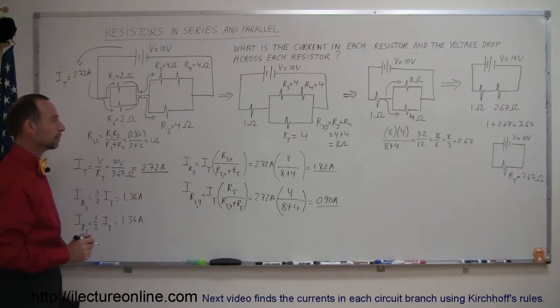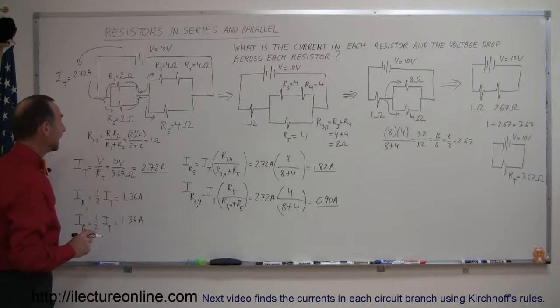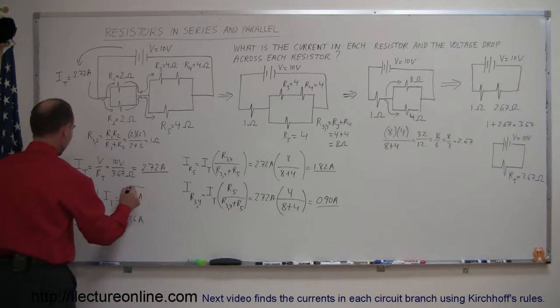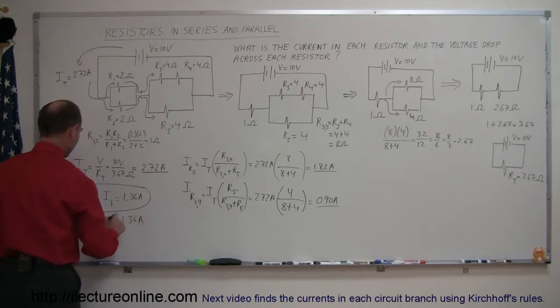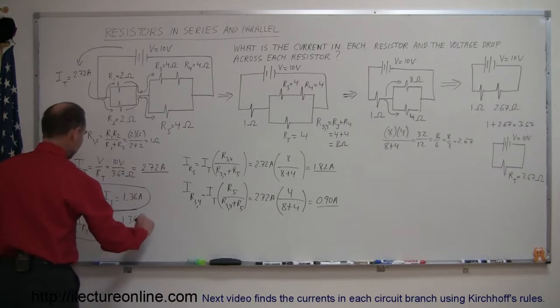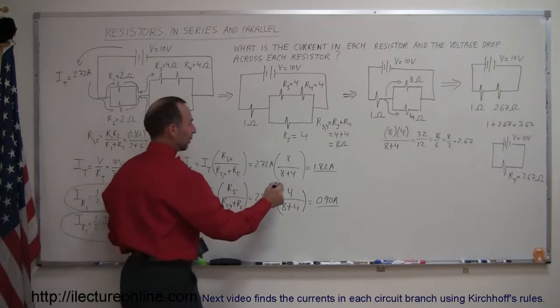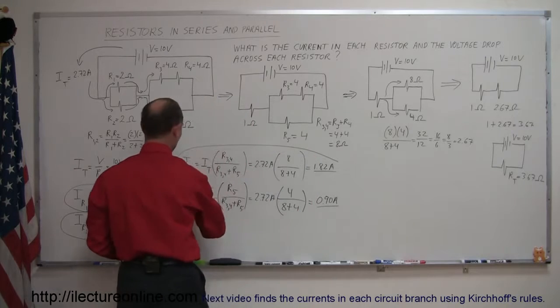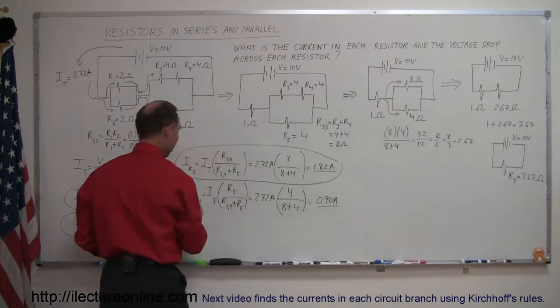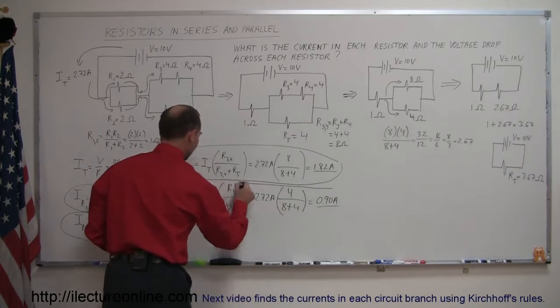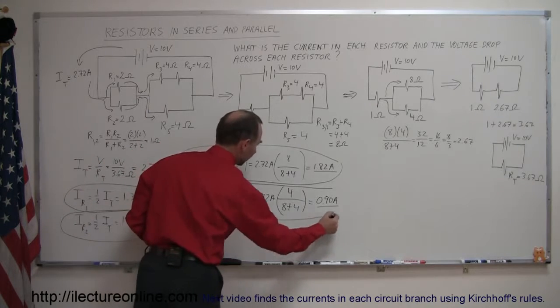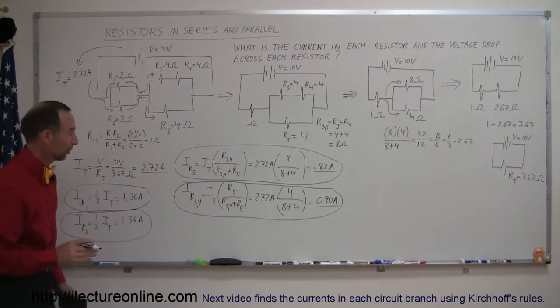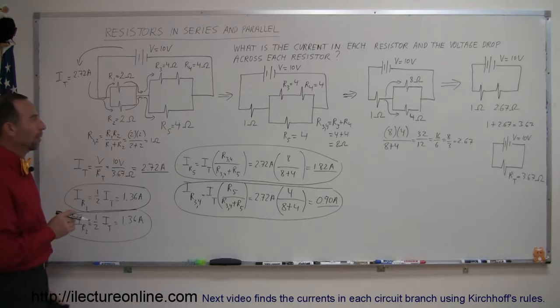All right. So now we know the current in each of the resistors. We know that we have 1.36 amps going through R1. We have the same amount going through R2. We have 1.82 going through R5, and we have 0.9 amps going through R3 and R4. So we now have the currents through the 5 resistors in our problem.